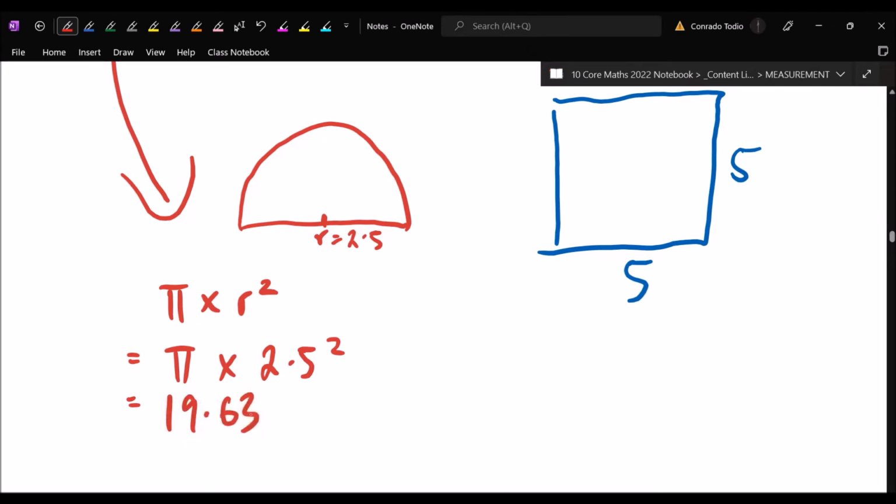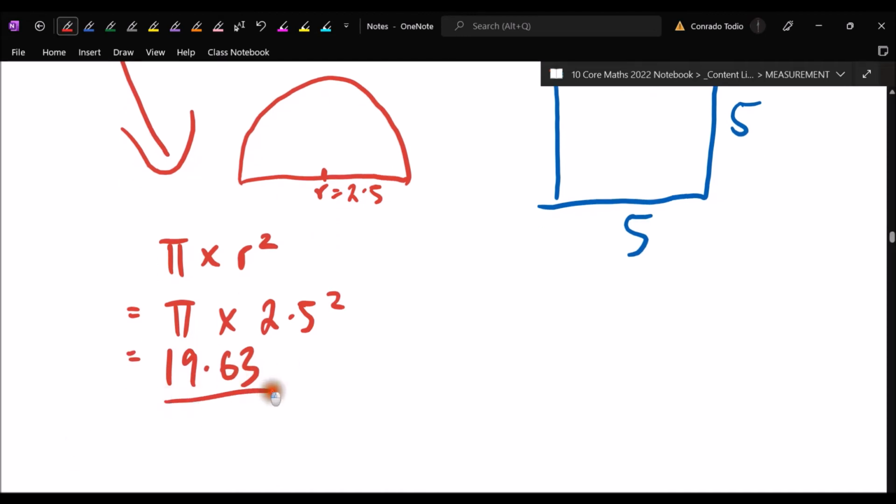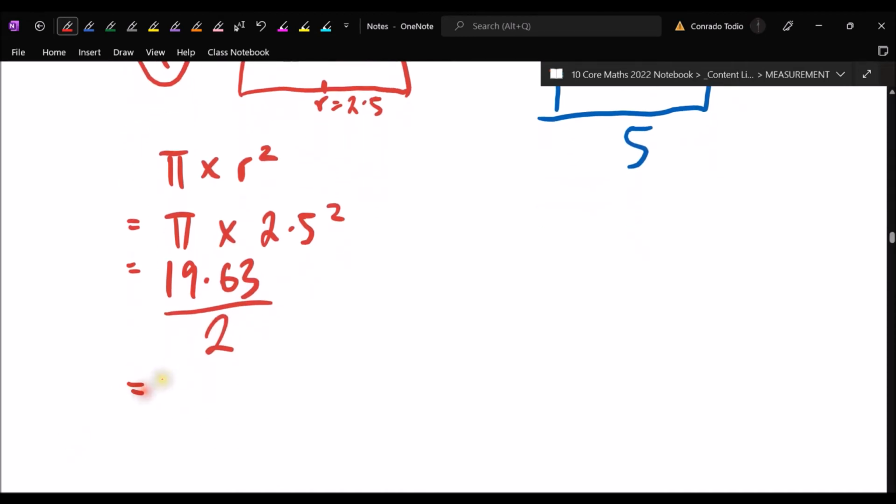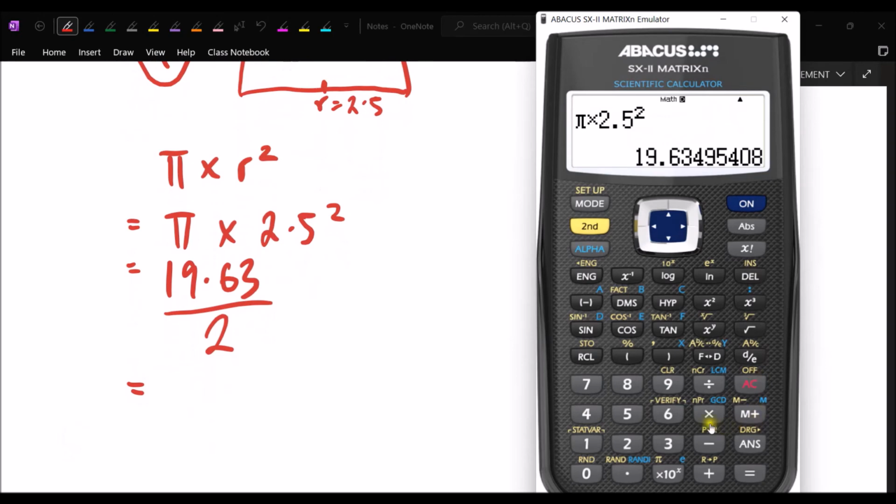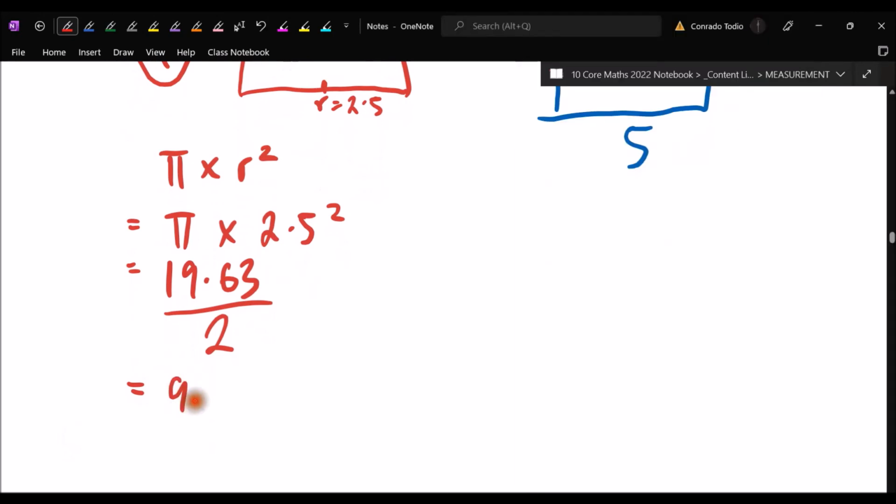Okay, now the tricky thing is this circle is not a full circle, yeah? As Nelson mentioned, it is only half a circle. So what do we need to do with this answer? Half it, yeah? So divide it by 2. Therefore, that area is 9.82. Okay, let's just round it to that.